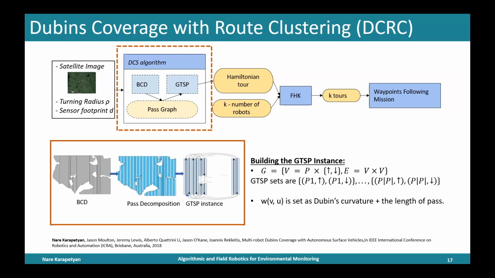Now, the cost of the edges between these vertices are going to be defined as the cost of the Dubin's curve plus the distance to cover the one pass, depending on the direction that we're going. Okay, so we got the generalized traveling salesman instance. Now we can solve single robot path planning algorithm using the GTSP problem. As a result, we are getting Hamiltonian tour. Hamiltonian tour is a tour that contains all of these passes in the most optimal routing configuration.